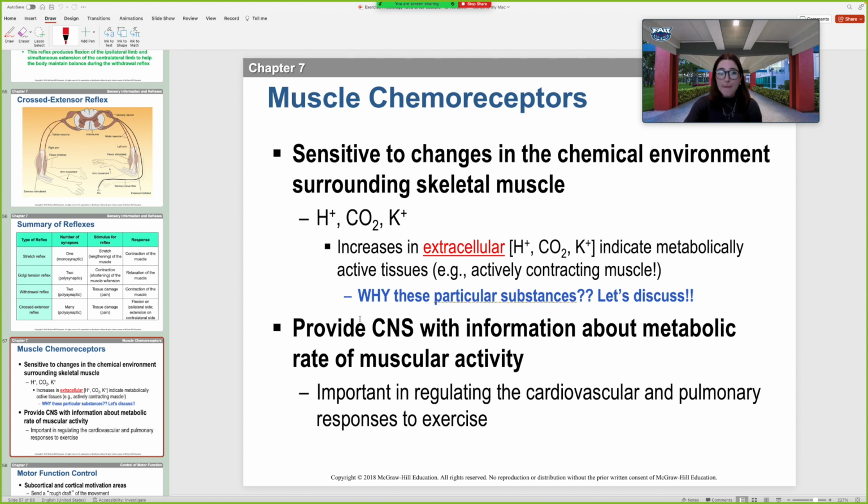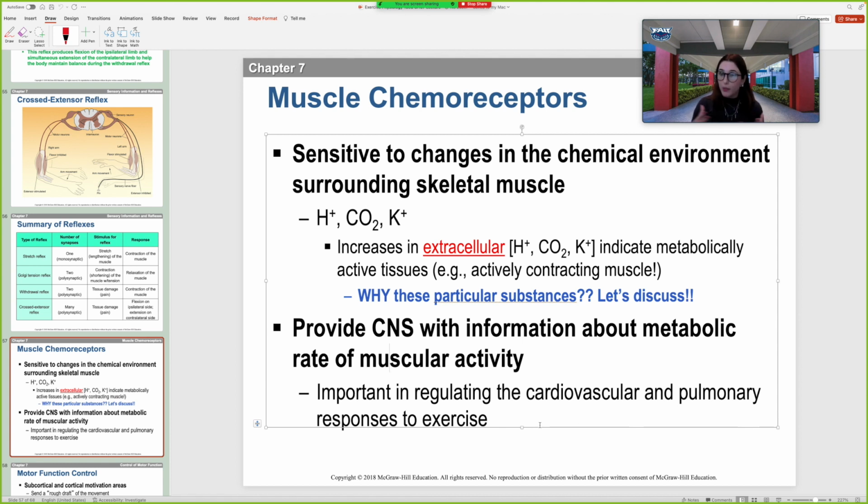So basically, the increase in any of these substances indicates metabolically active tissues, okay, actively contracting muscles. So these chemoreceptors tell the central nervous system what's going on with the metabolic activity, right? Hey, these metabolites are building up, so I think we need to activate the cardiovascular and the pulmonary systems, right? So these chemoreceptors are very important for the cardiovascular and pulmonary response to exercise.